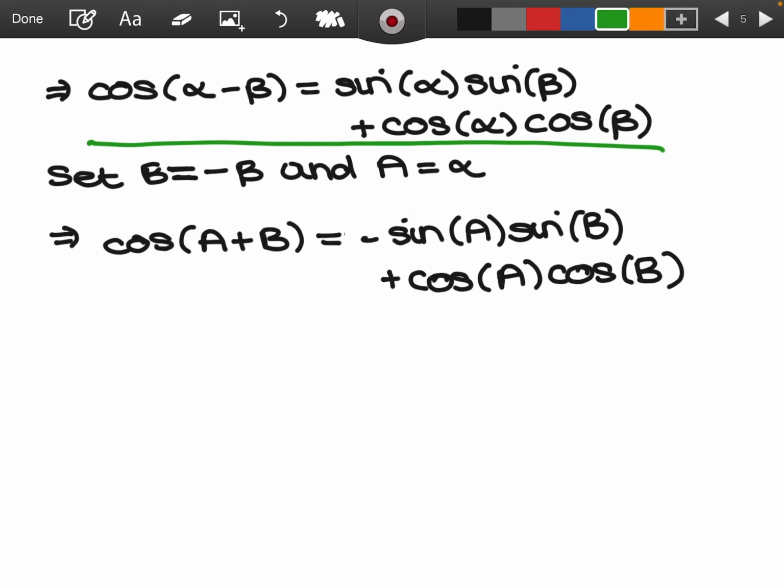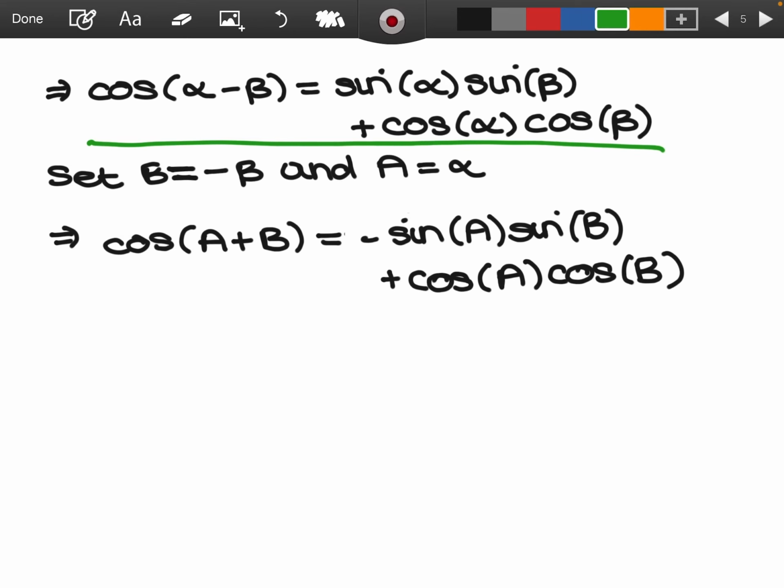Cosine of one angle minus another angle is going to equal sine of each of the angles multiplied together plus cosine of each of the angles multiplied together. Then, in order to get that sum formula for cosine, all I'm going to do is a quick substitution. I'm going to set b equal to negative beta and a equal to alpha. So I would end up with sine a sine negative b plus cosine a cosine negative b.